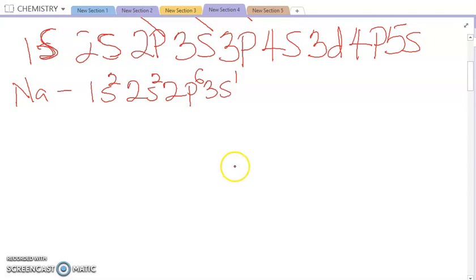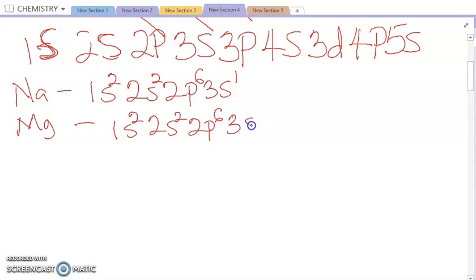Then after sodium, the next we have is magnesium. So the electronic configuration would be 1s2, 2s2, 2p6, 3s2. By the time you fill 3s2, s is occupied. So the next electron is going into a new orbital, that is aluminium.